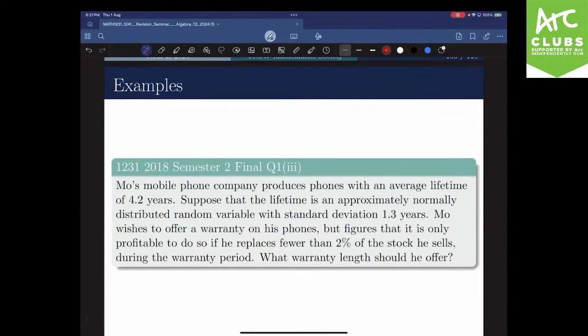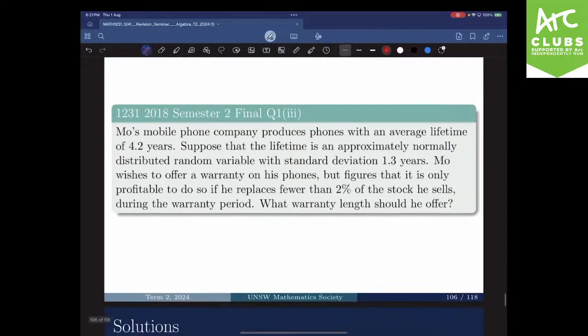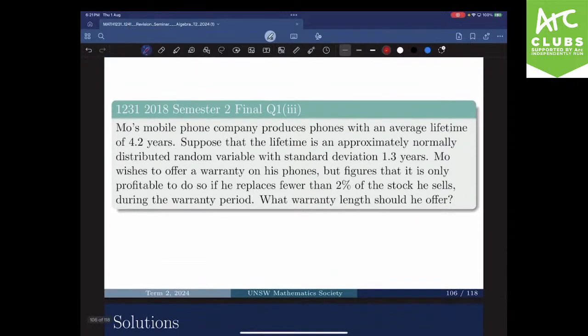Okay, some examples. Mo's mobile phone company produces phones with an average lifetime of 4.2 years. Suppose that the lifetime is approximated normally, so this is a normally distributed random variable, with standard deviation 1.3 years. Just a quick thing, what happened to me before was I always got standard deviation and variance confused, and sometimes forgot to square root the variance. The question gives me variance, I forgot to square root it, but just keep that in mind. Always be careful with what they give you. Anyway, standard deviation 1.3, average lifetime 4.2.